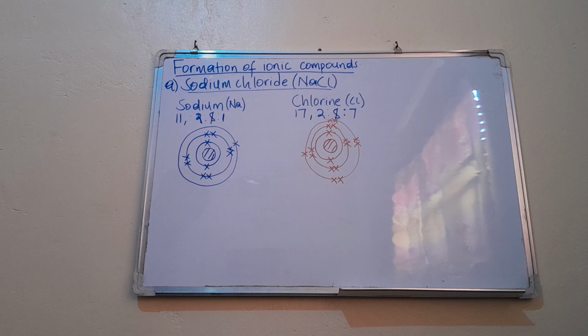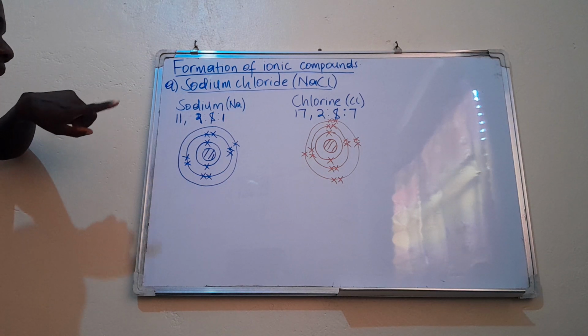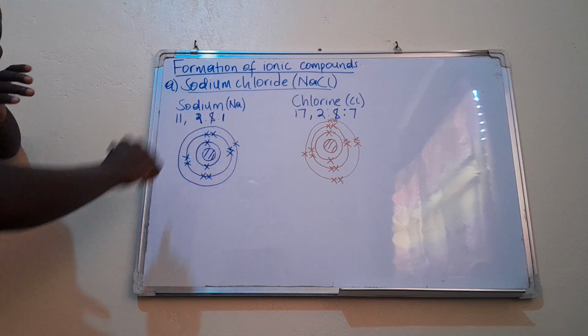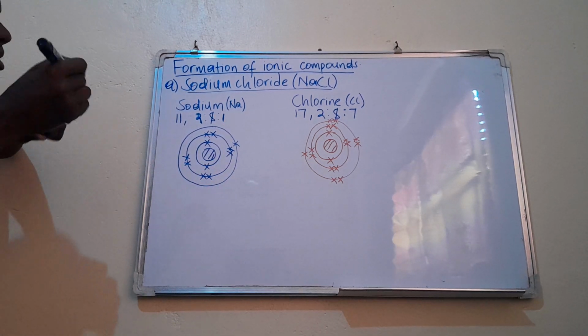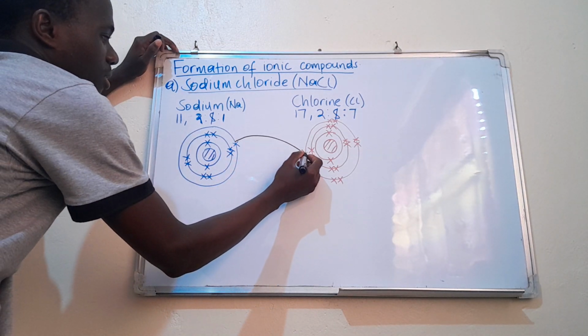So what happens during ionic bonding? We transfer electrons from a metal to a non-metal. In simple terms, the metal loses electrons to a non-metal. So when you look at the atomic structure of sodium, the last shell has 1 electron, so we transfer this 1 electron to the non-metal, chlorine.